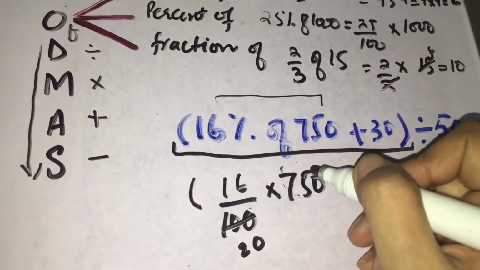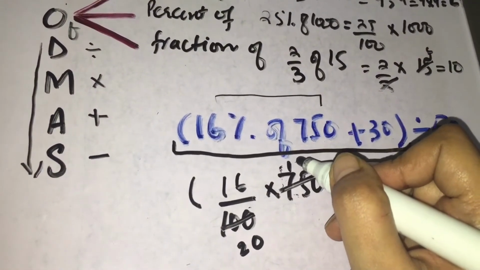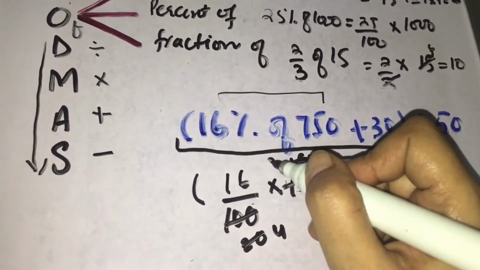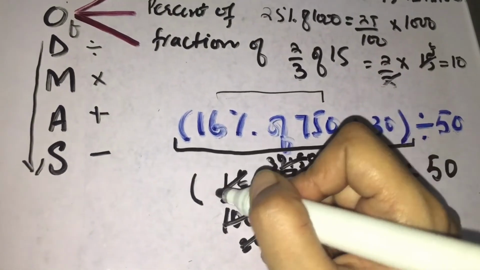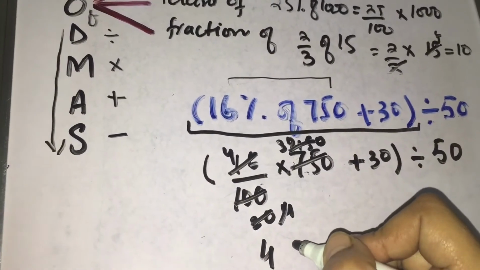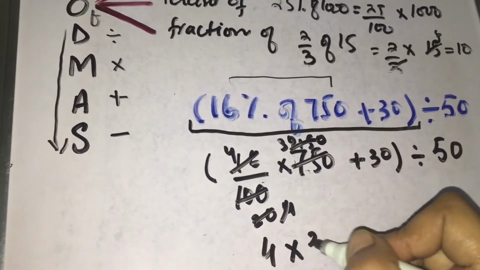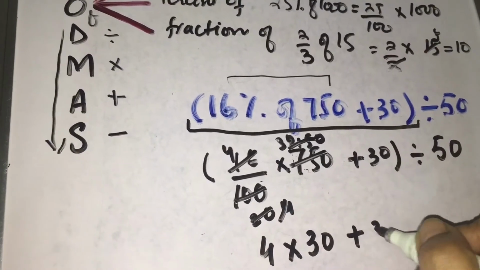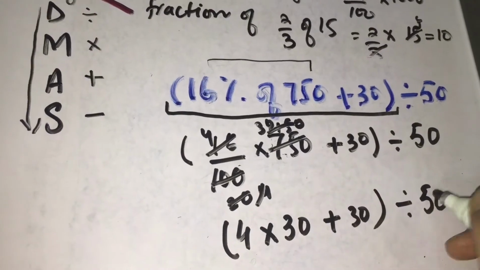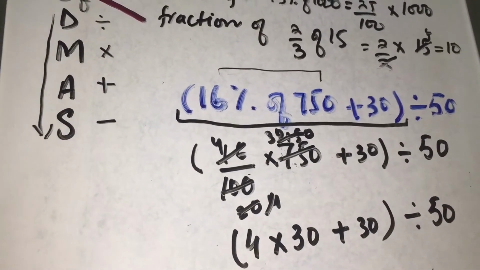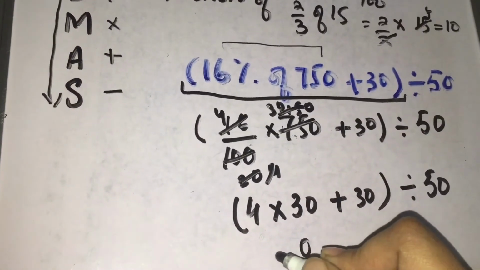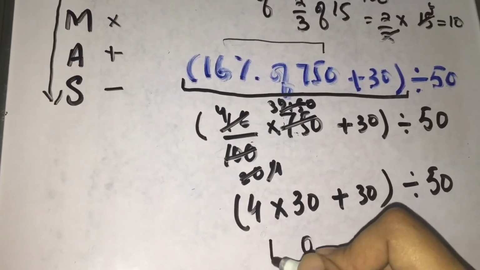5 2s are 10, 0. 5 1s are 5, and 5 5s are 25, and 0. 5 4s are 20, 5 3s are 15, 0. 4 1s are 4, 4 4s are 16. So now this is 4 multiplied by 30 plus 30. This is inside the bracket, and outside the bracket it is 50. Now 4 30s are: 4 zeros are 0, 4 3s are 12.